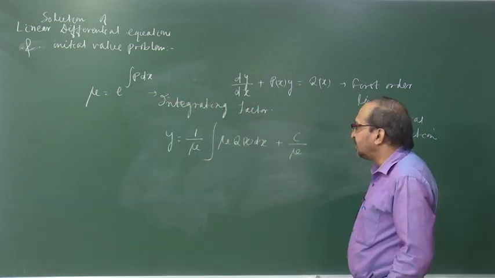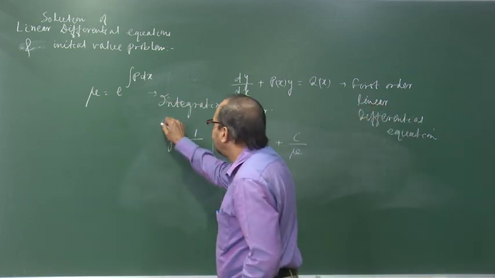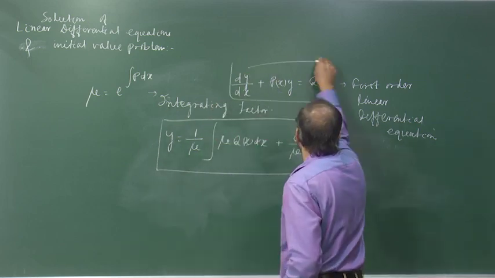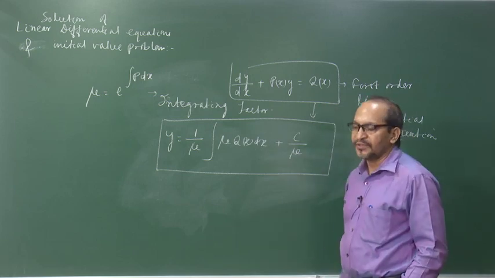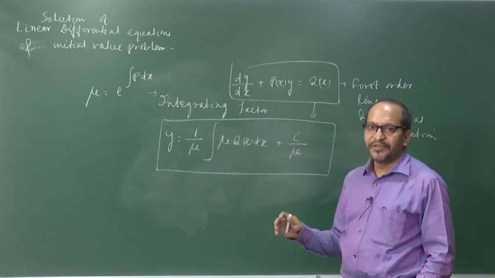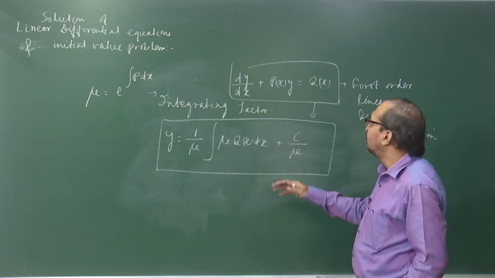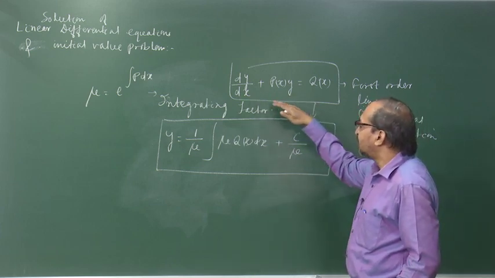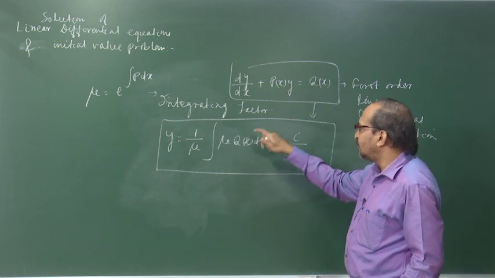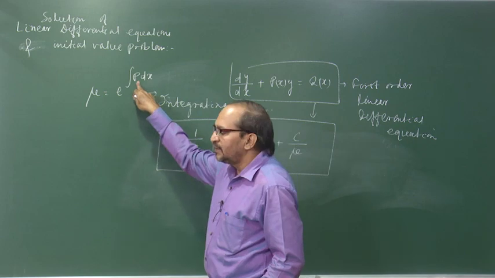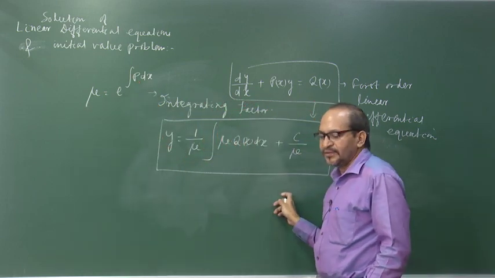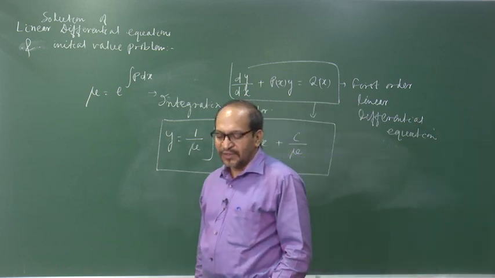Okay. So, this is the general solution of this first order linear differential equation. Here mu is our integrating factor. So, whenever you are given a differential equation, you write it in this form, then substitute the value of P(x) here, obtain the integrating factor, then find the solution. Okay. Let us solve an example.